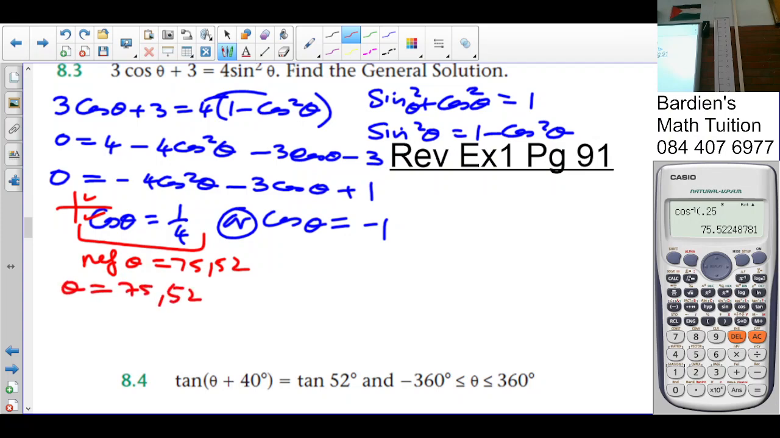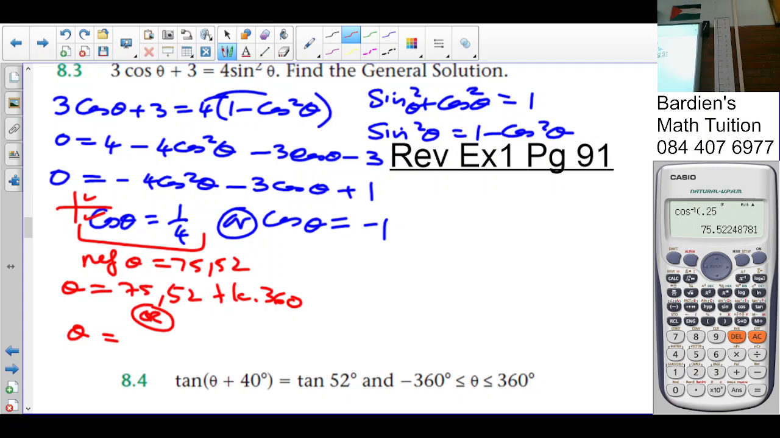52 plus k times 360. So that's going to happen every 360 times. At this point, I could have said theta is equal to plus minus 75,52 plus k times 360 because that's in the fourth quadrant. But we don't answer like that. We answer with positive numbers. So how do we get into the fourth quadrant?